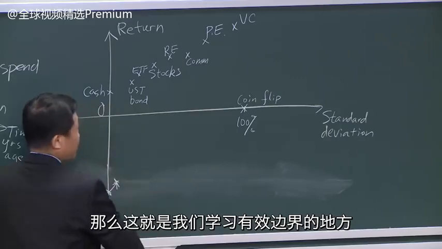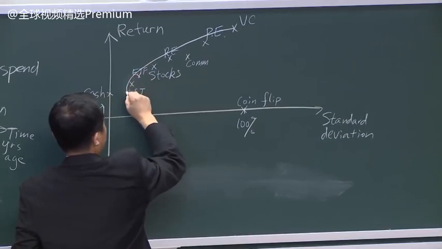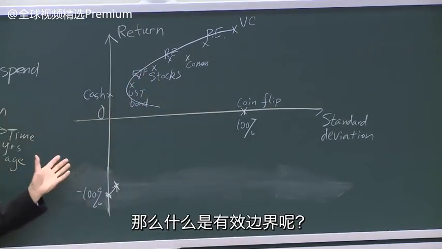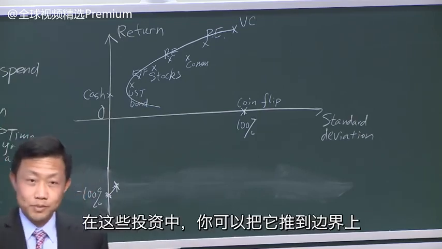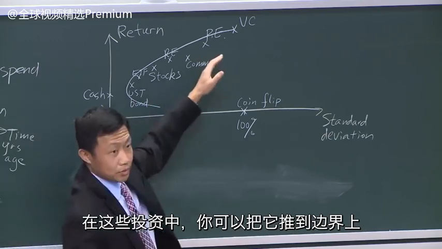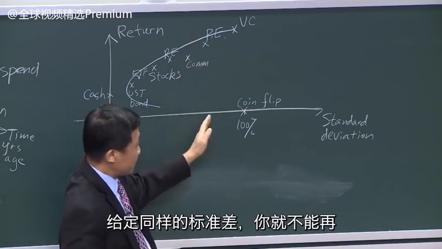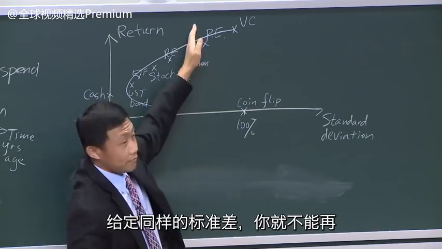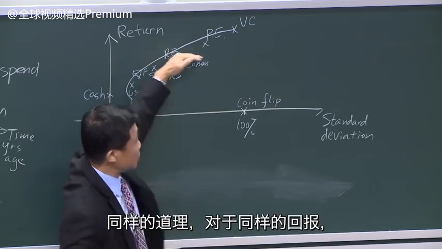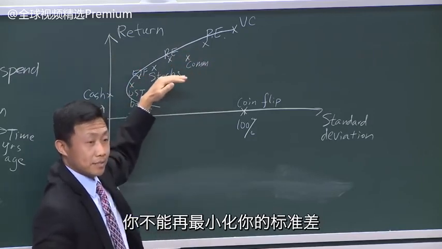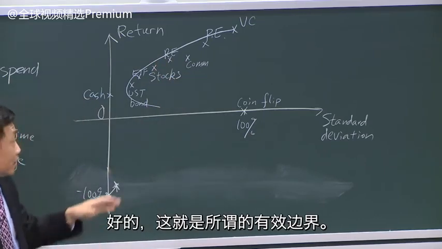Then that's where we learned about the efficient frontier. So what is the efficient frontier? It's really the possible combination of those investments you can push out to the boundary, where you can no longer find another combination with a higher return given the same standard deviation. And the same is true that for the same return, you can no longer minimize your standard deviation by finding another combination. That's called the efficient frontier.